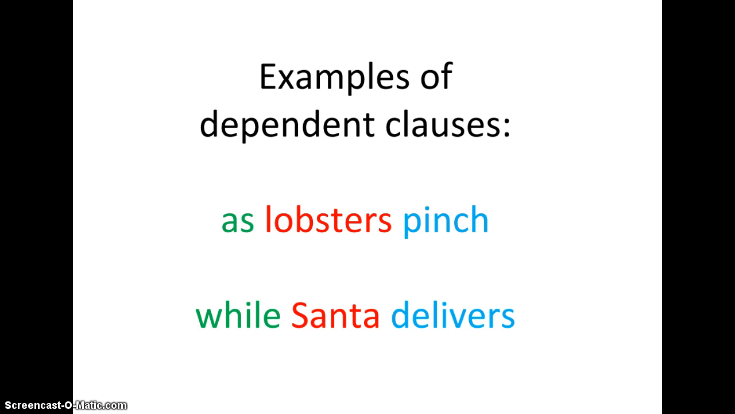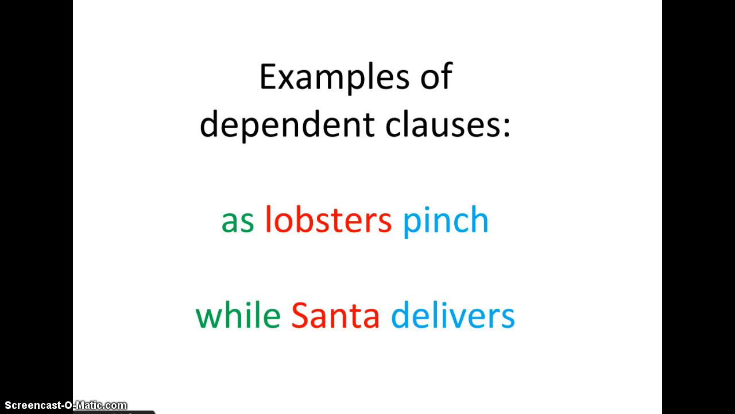If a subordinating conjunction is at the beginning of a clause, it makes the clause dependent. As lobsters pinch is a dependent clause because it begins with the subordinating conjunction as. Since as is at the beginning, it no longer expresses a complete thought. The same thing happens when you place while before Santa delivers. It no longer expresses a complete thought. Therefore, it's now a dependent clause.